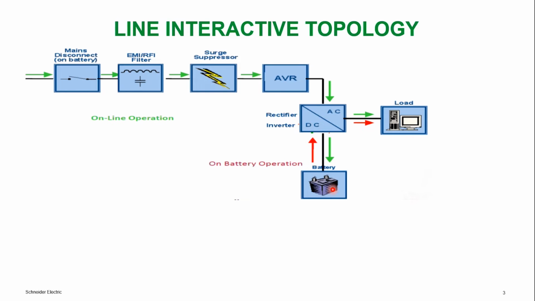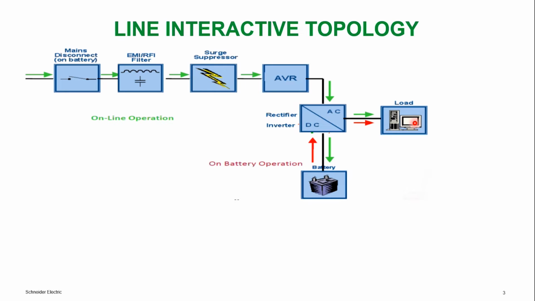So whenever there is a power cut, the inverter section converts the direct current to alternating current, and finally it is given to the load. So we see that the transmission of power in this topology is little minimized with respect to the standby topology, and that is the reason, please note down this point also. So that is the reason why this line interactive topology has a transfer time of 3 to 4 milliseconds.